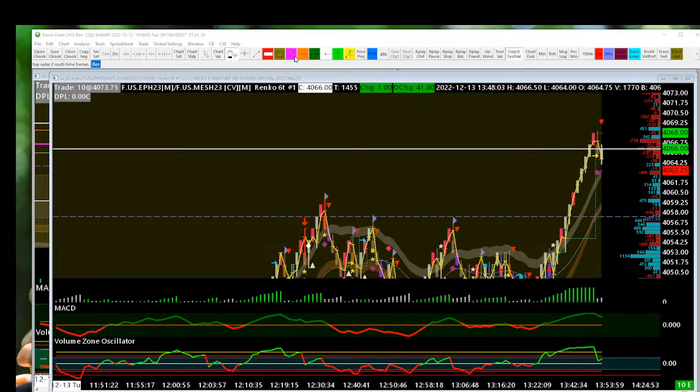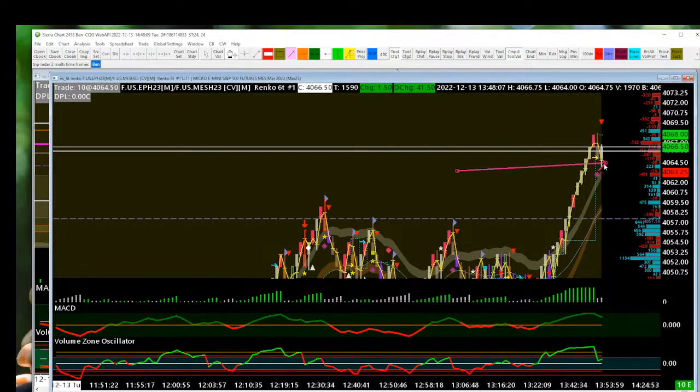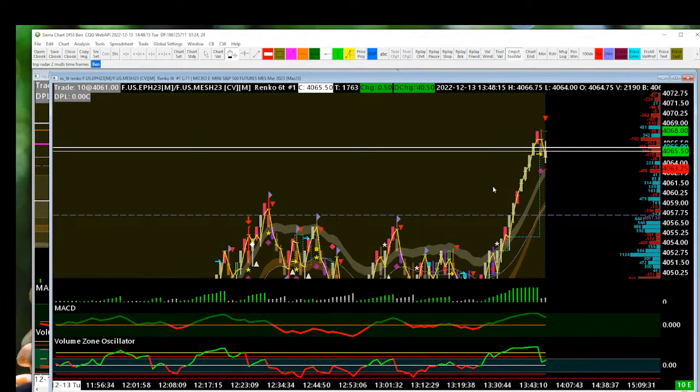The question is, how aggressive do you want to be? The more conservative play is to let them break under it and then take the retest of that level. You're going to have a much higher win rate doing it that way, not trying to pick the top. But if I had to guess where this is going to reverse, it's going to be around here.